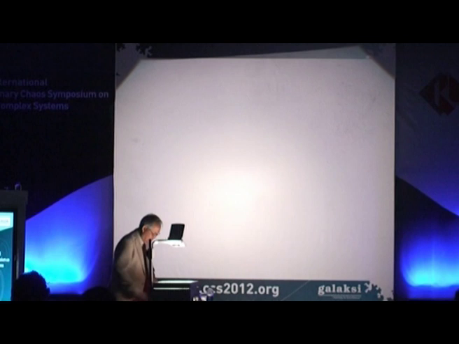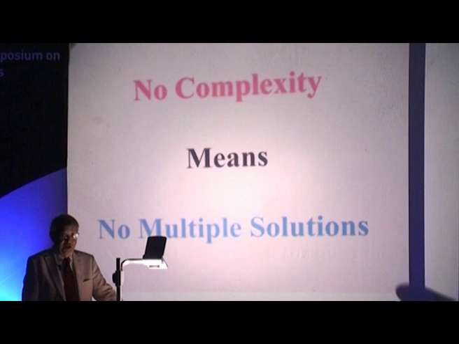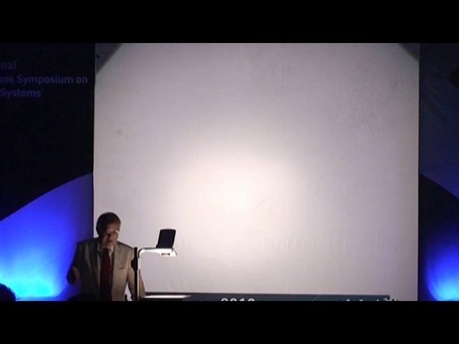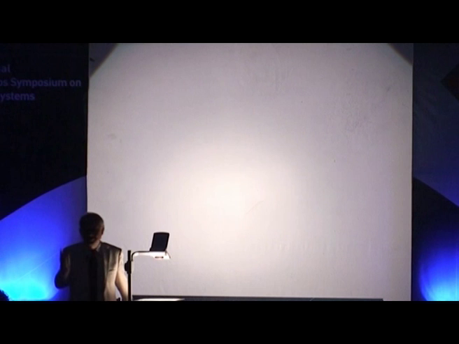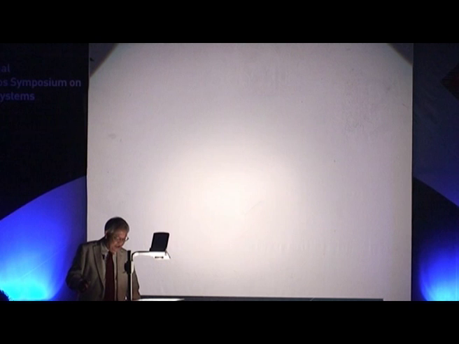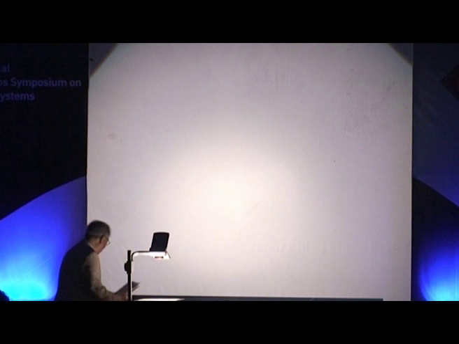So, conversely, we can say no complexity means no multiple solutions. So the science of complexity boils down to developing a mathematical theory of whether you have one solution or more than one solution when you put many identical cells together and couple them in a very simple way.